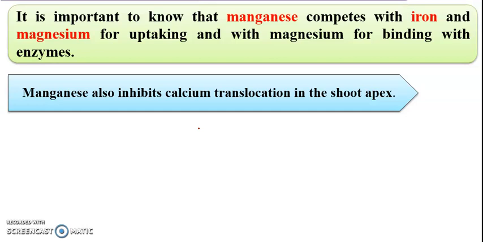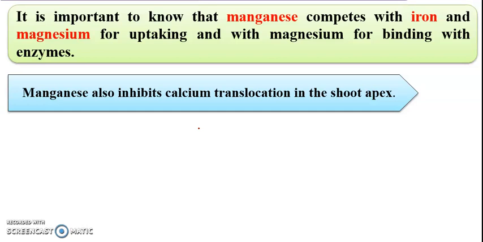Secondly, manganese also inhibits calcium translocation to the shoot apex. It will not allow the calcium to move to the tip of the shoot. If calcium does not move to the tips of the shoot, the apical meristem will not get enough calcium to carry out cell division. As a result, there will be inhibition of cell division and stunted growth because of calcium deficiency. So manganese, by becoming excess, is causing deficiency of magnesium and calcium.